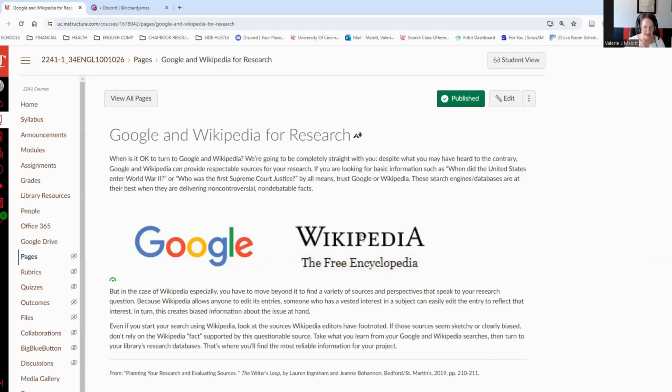So Google as a search engine can be good. It can be a good starting point. But again, we have to be more discerning, right?